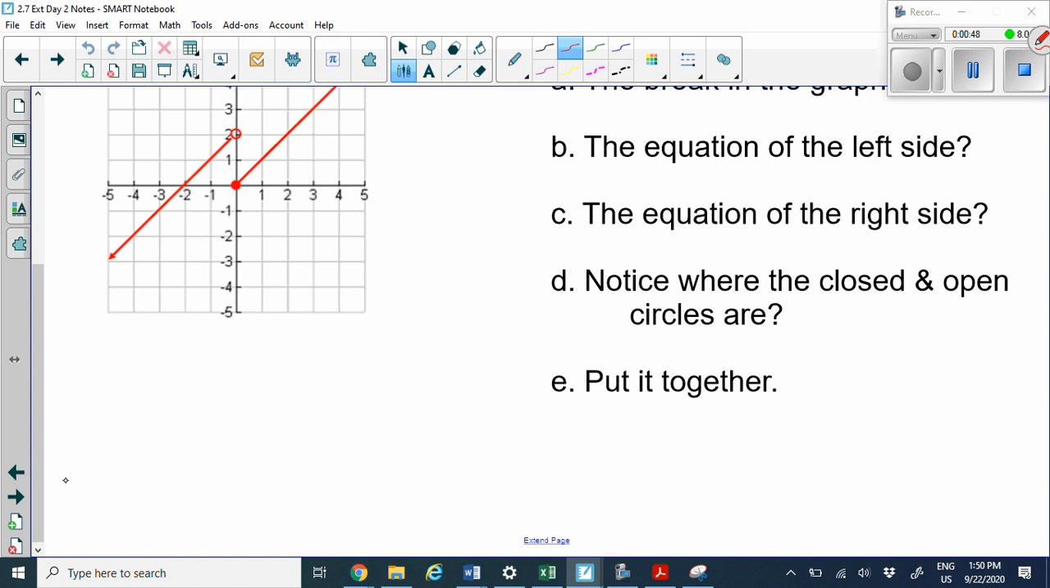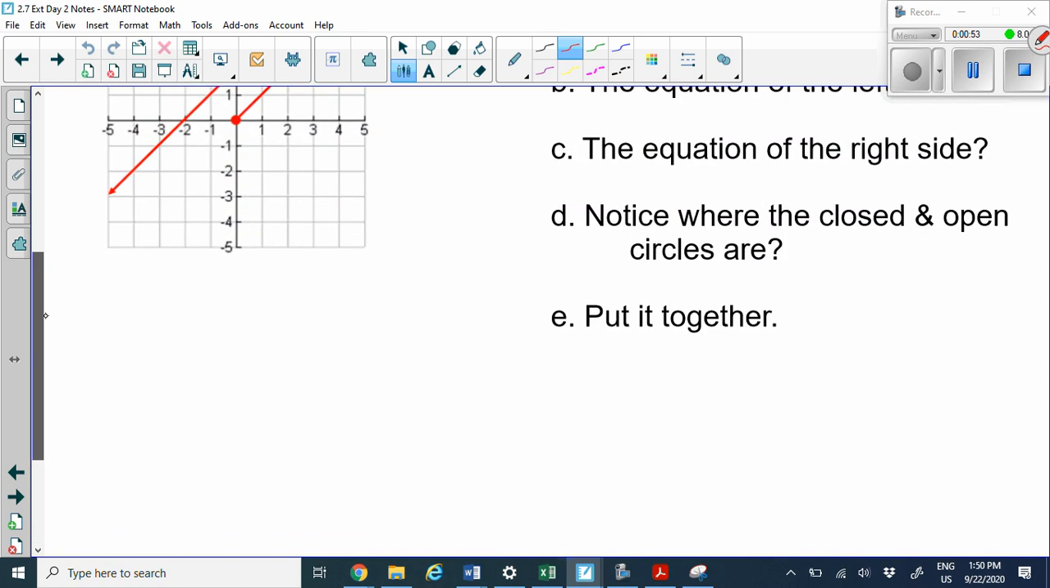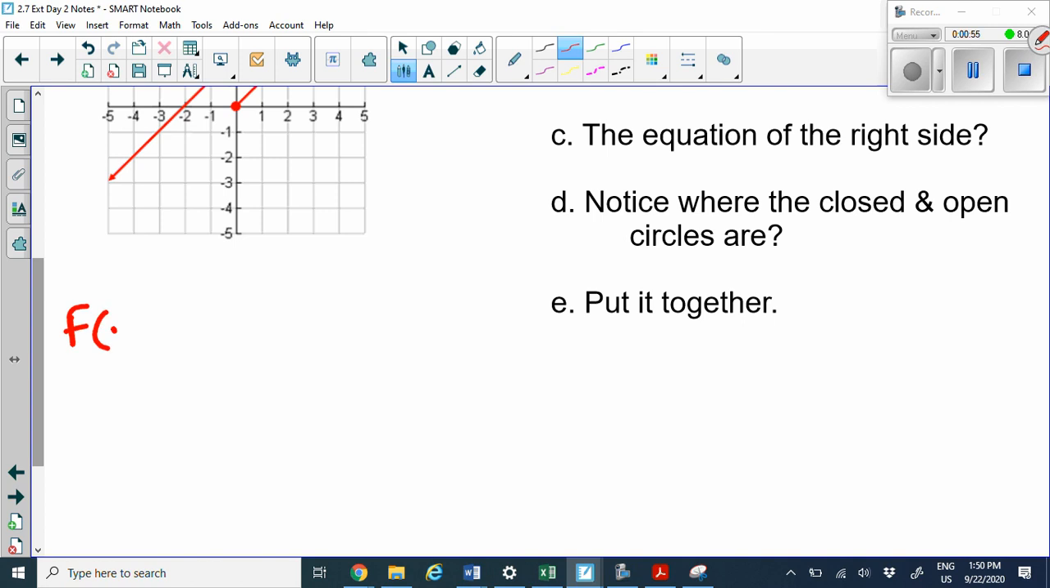I'm going to scroll down a little bit so we have some room here. Okay, notation is very important. So we're going to have f of x equals, in this curly bracket. That's your very first thing you need to put down. Now the next thing, remember we have equations and restrictions. The equations will be on the left-hand side, and then your restrictions are going to be on the right-hand side.